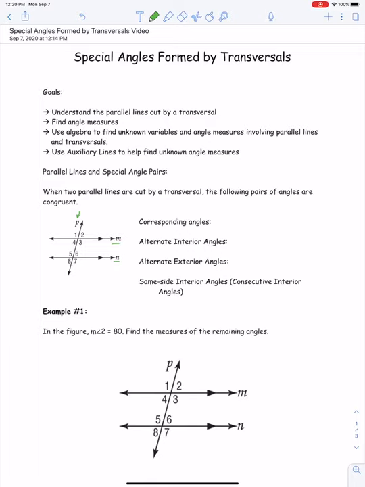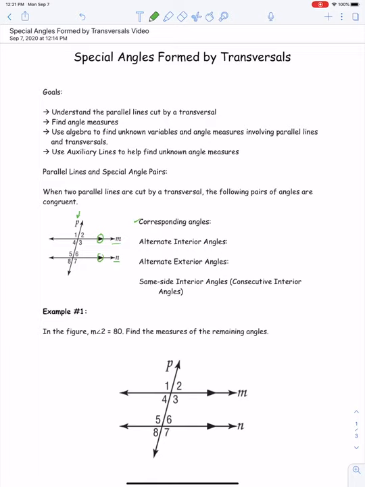We know that M and N are parallel because each one of our lines has a little arrow on it, and those arrows tell us that the lines are parallel. Okay? So the very first angle we're going to talk about is our corresponding angles. Well, corresponding angles are angles that are in exactly the same position on each one of their lines. So on their respective lines, I want to look at their position.